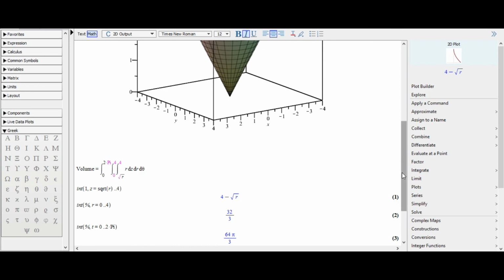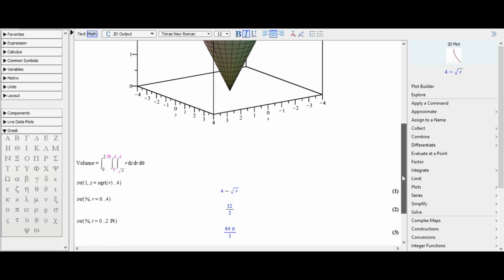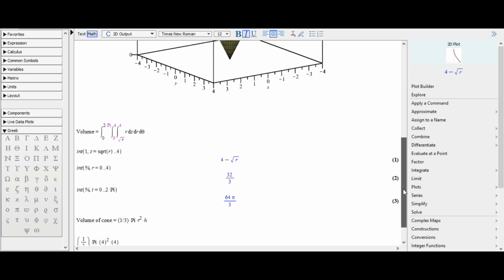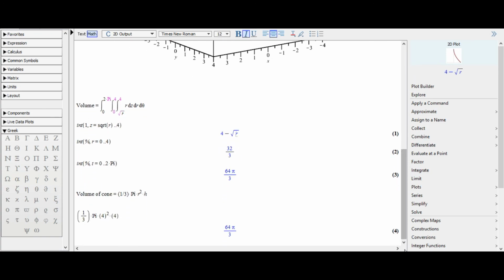Pleasingly, if we calculate using the basic volume formula of a cone, 1 over 3 times pi times radius squared times height, we still get the exact final answer as stated before, 64 pi over 3.